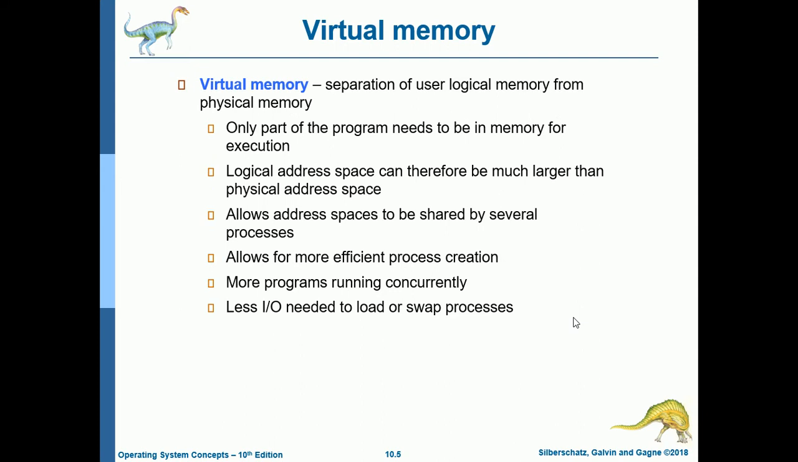So virtual memory is a separation of user logical memory from physical memory. Only part of the program needs to be in memory for execution. The logical address space can therefore be much larger than the physical address space. It allows address spaces to be shared by several processes, allows for more efficient process creation, so more programs running concurrently, and less I/O needed to load or swap processes.